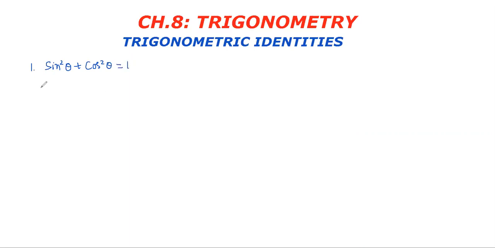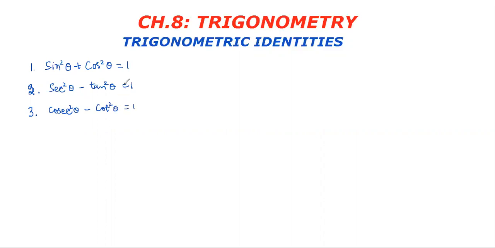There are three main trigonometric identities. The second identity is secant square theta minus tan square theta is equal to 1. And the third trigonometric identity is cosec square theta minus cot square theta is equal to 1.